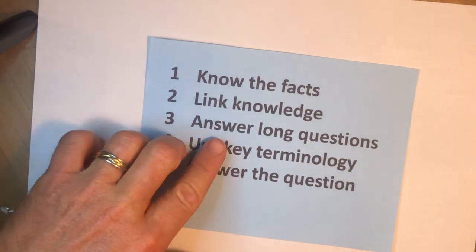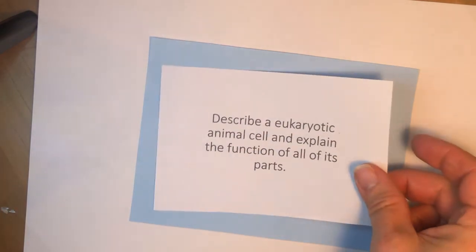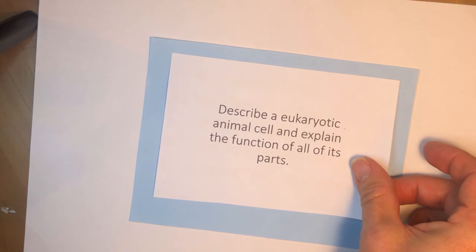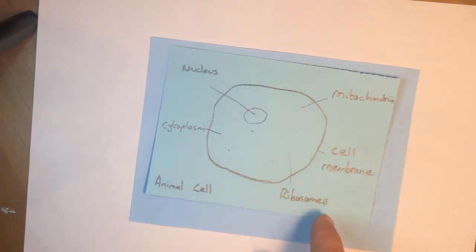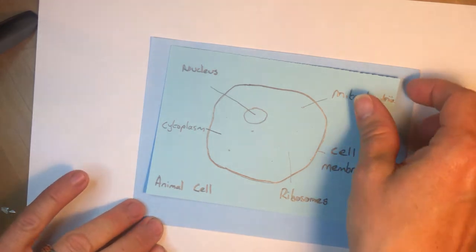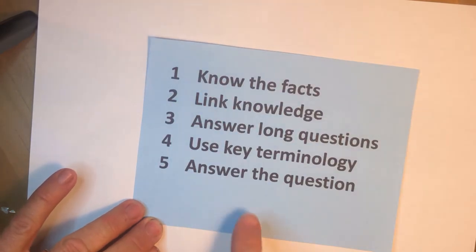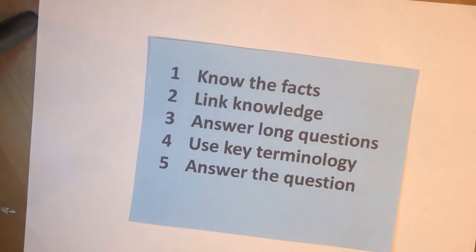What I've then done is I've answered a long question: describe a eukaryotic animal cell and explain the function of all its parts. The 4th one there is use key terminology. When I was talking about ribosomes, I didn't say this is where proteins are made. I said protein synthesis, because that is the correct terminology, the expected terminology in an exam paper. The final thing is answer the question.